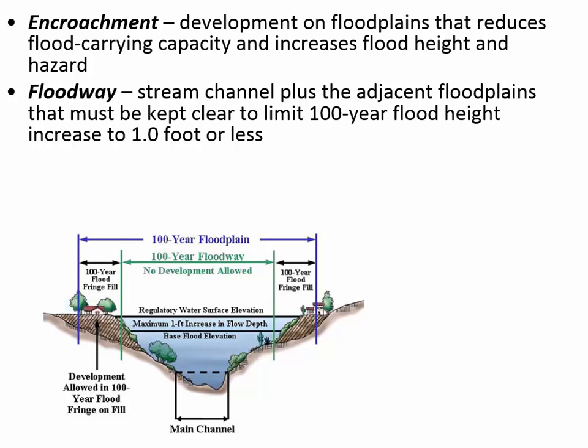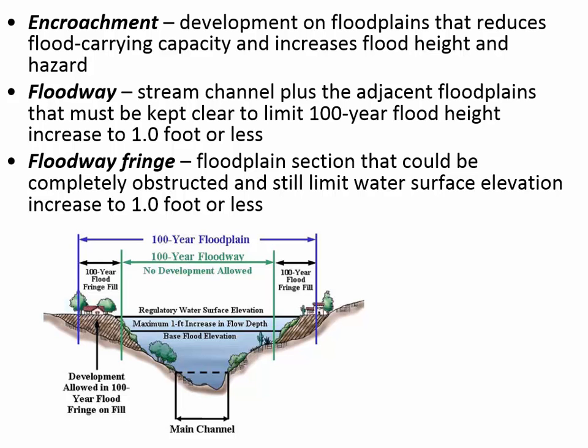So the floodway is the zone that has to be kept clear. You'll notice here it's indicated in green, no development is allowed inside of the floodway. So technically this shaded area here should be removed. It seems like they've gone a little bit further with their development than they ought to have. Where you can build is in the flood fringe.